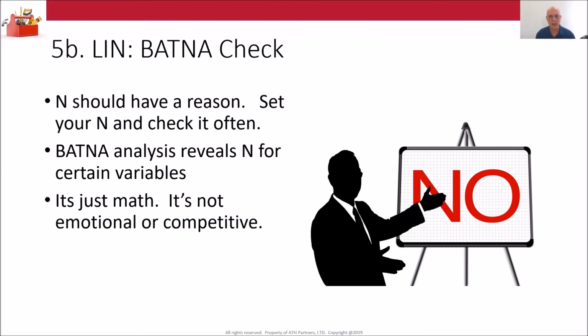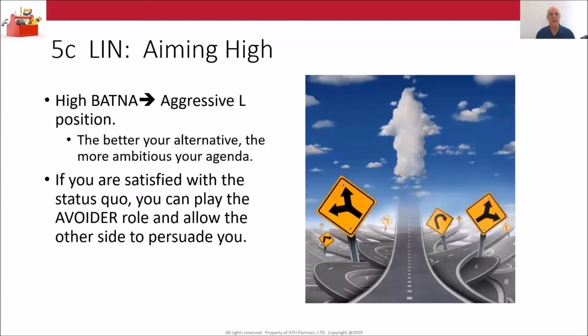The BATNA analysis you did in the first half should reveal your N for certain variables, especially if it's money or other key variables. And then the third element of the Lin matrix is the L, is the opening offer. And this should be high, it should be aggressive, and there should be a reason for it. If there is an objective measure and the I is set, then your L is going to be determined by how much value you can add above the benchmark.